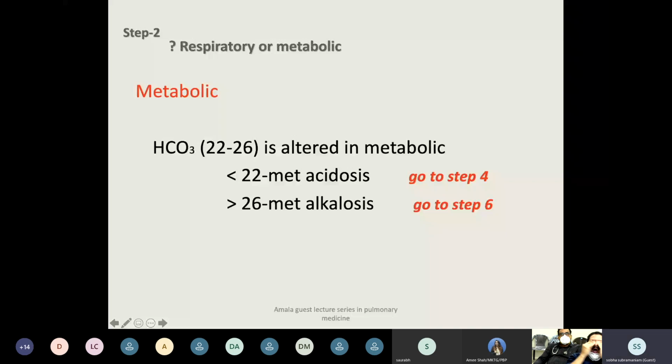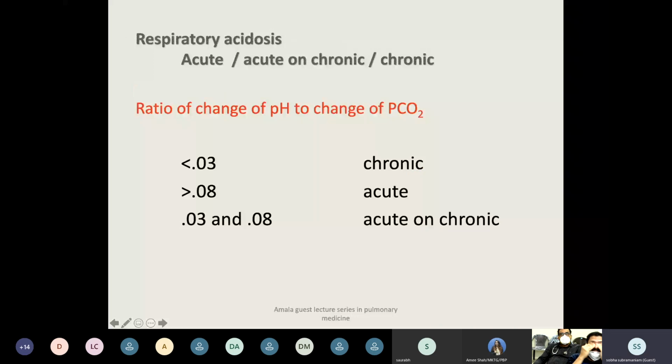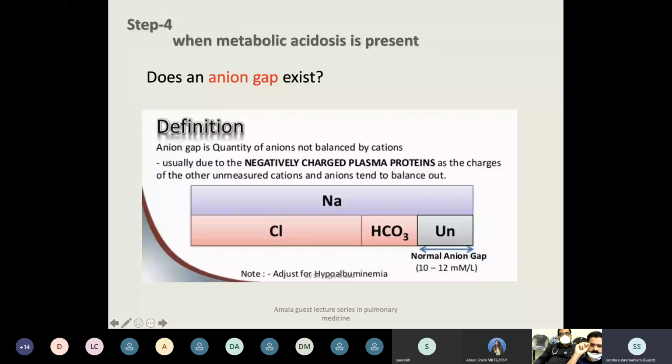So when metabolic acidosis is present, the next question you have to ask is: is there an anion gap? And what is the anion gap? It is the quantity of anions not balanced by cations. So you have sodium on one side, and chloride and bicarbonate on the other side. The normal anion gap comes to about 10 to 12 millimoles per liter.